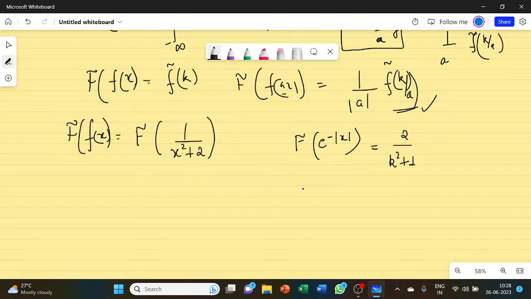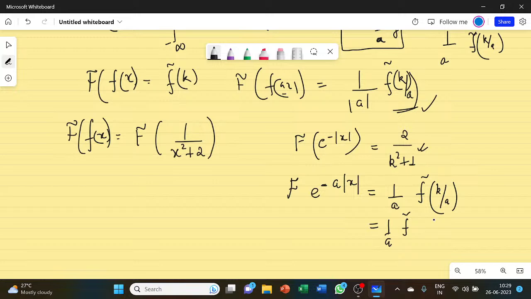Now instead of this, if I'm demanding, let's say, the Fourier transform of e to the power of minus a mod x, then it will be equal to what? It will be equal to 1 upon a times the Fourier transform where, instead of k, I will write k upon a. So instead of this I will write 1 upon a, and then 2 upon k square by a square plus 1, and this a square will go above. This will be 2a upon simply k square plus a square. Okay, so this is one thing.